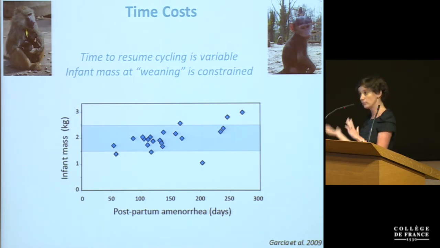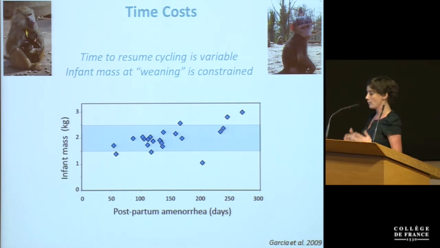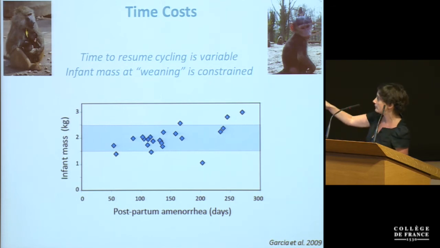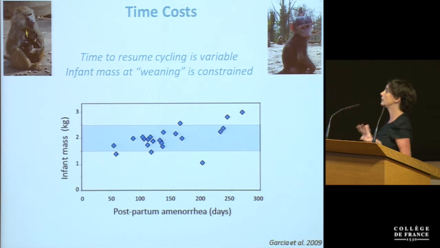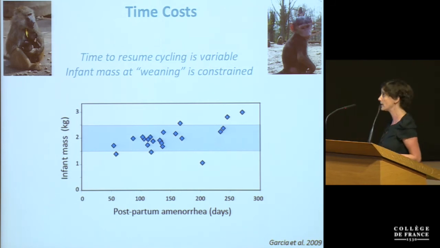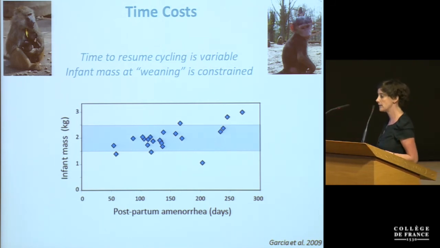Also, the time taken to attain this threshold was quite variable, varying from 50 days to 270 days. So in conclusion, infant mass at weaning seems constrained, but the time to resume cycling is variable.